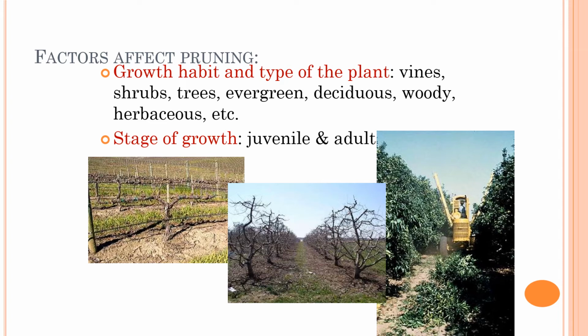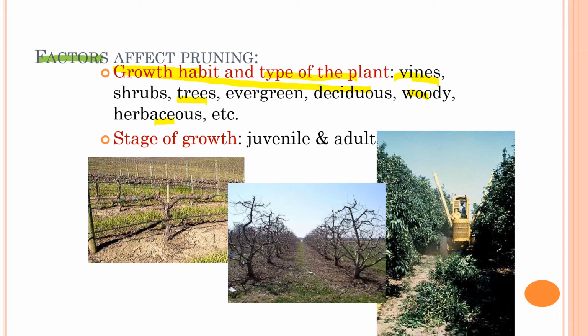So what are the factors now that affect pruning? There are many issues that affect pruning. First of all, the growth habit and the type of plants, because different plants will have different size and shape, and therefore the way you prune them will be very different. For example, the way you prune vines for grapes is different than the way you prune trees. The way you prune woody plants is different than herbaceous plants. So the growth habit is very important, and also the type of plant.